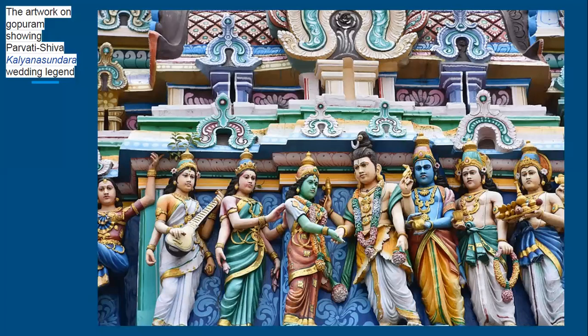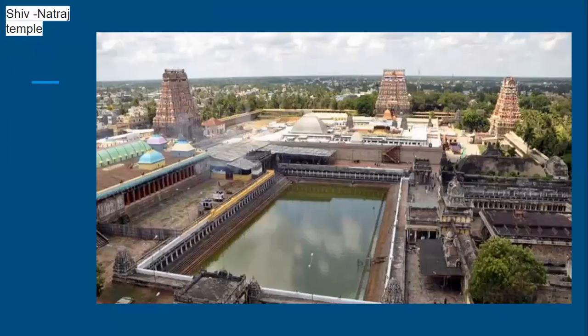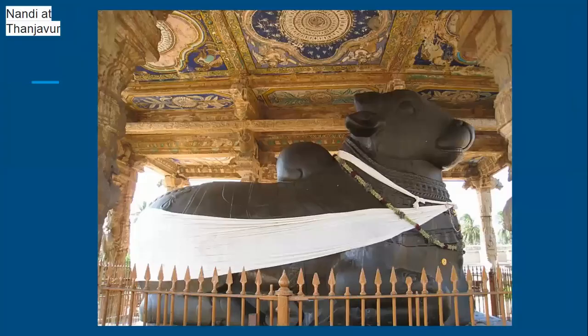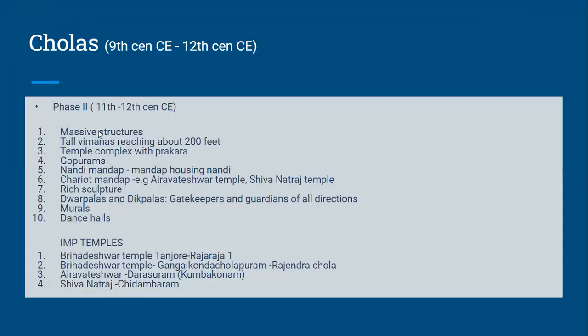Okay, so it's an artwork showing the wedding of Shiv and Parvati. This is all about the Chola temples which we have seen, the elaborate features. So we'll once again just see the features. Yeah, so massive structures. From the images, it is very clear the temples are quite big.